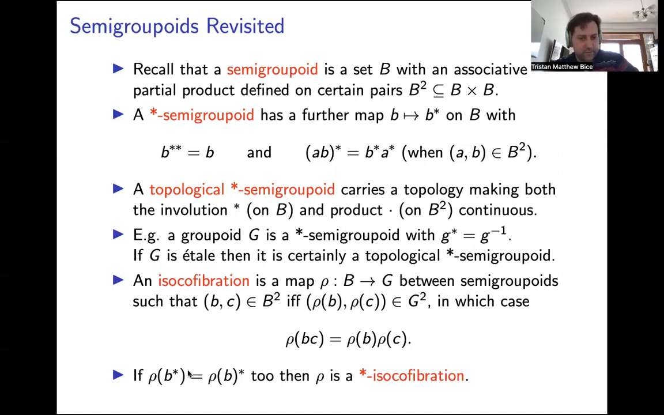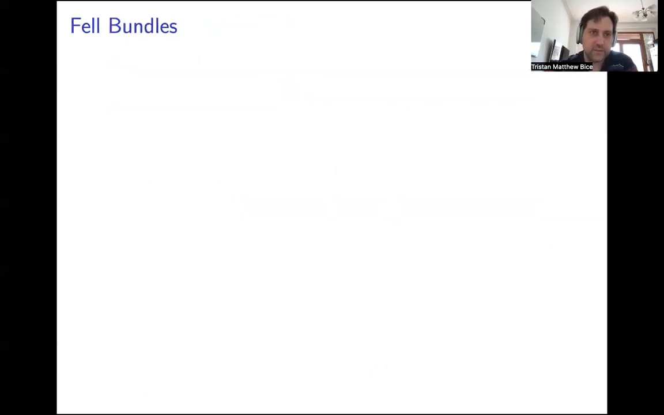If the star is also preserved, if the involution is also preserved, then you can talk about a star isocofibration. So there's a lot of terms here, but they're all fairly straightforward, I think. Right? So hopefully that's self-explanatory. So now I can finally tell you what a Fell bundle is. These are the kinds of bundles we will need to be able to define C-star algebras from groupoids, even when you're introducing some kind of twist.